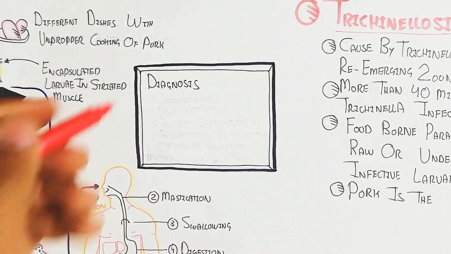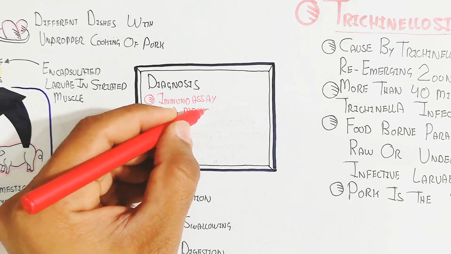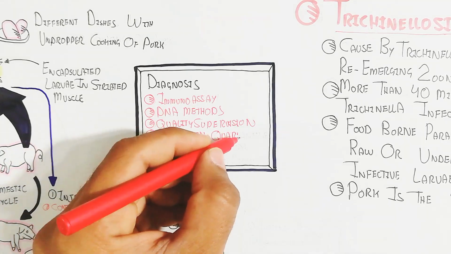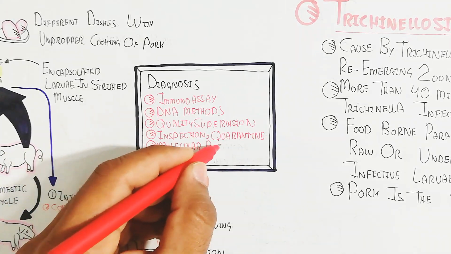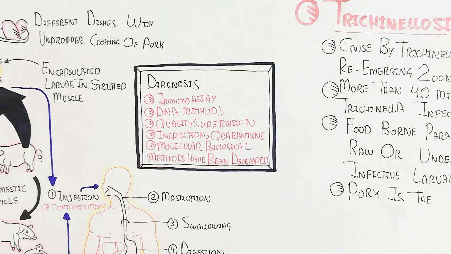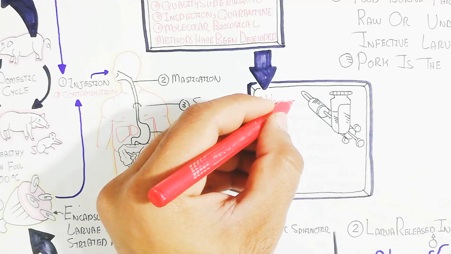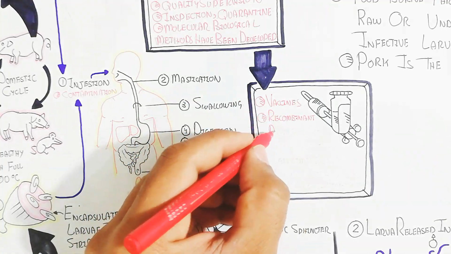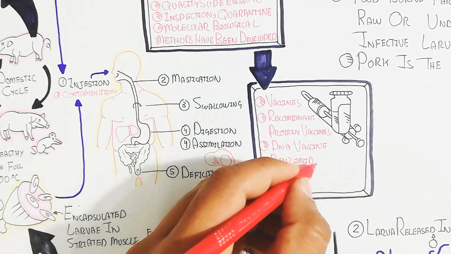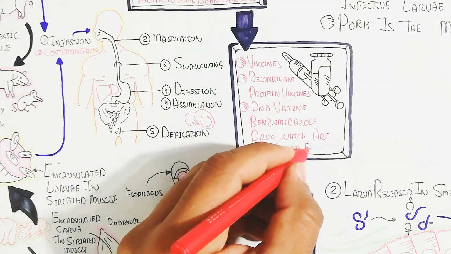Diagnosis for this infection uses immunoassay, DNA methods, and quality supervision and inspection as well as quarantine. Molecular biological methods have been developed for diagnosis. After diagnosis, if trichinellosis is positive, vaccines have been developed, including recombinant protein vaccines and DNA vaccines, as well as benzimidazole drugs, which are safe, cheap and effective. In this way, trichinosis treatment is through this medication.